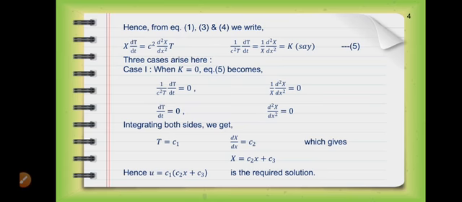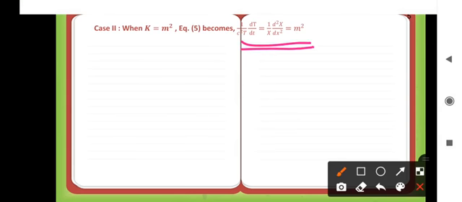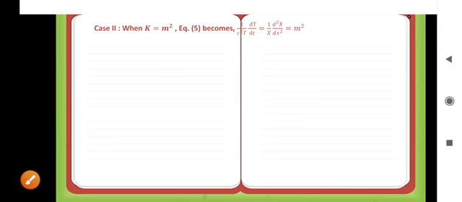Now let us discuss the second case, where k is equal to m². With k equal to m², equation 5 will take this form. Now consider the first and third ratio and the second and third ratio, so that we can get two different ratios and two different equations.